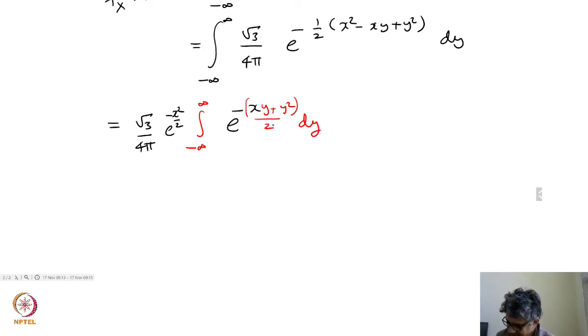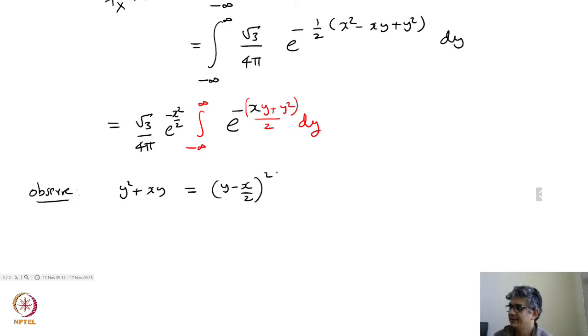So the trick here is that you observe, the first trick is to observe that y squared plus xy is the same as y minus x by 2 the whole squared. And then all I do is, since I'm adding an x squared by 4, I have to subtract an x squared by 4. This is what happens, right? If I add a thing, I have to subtract.